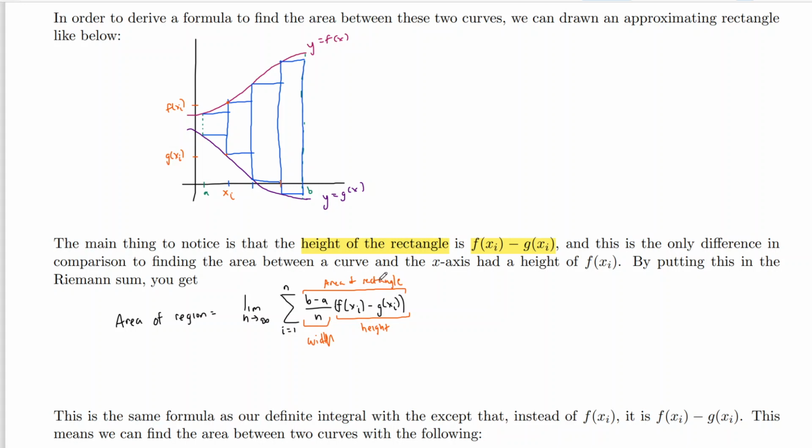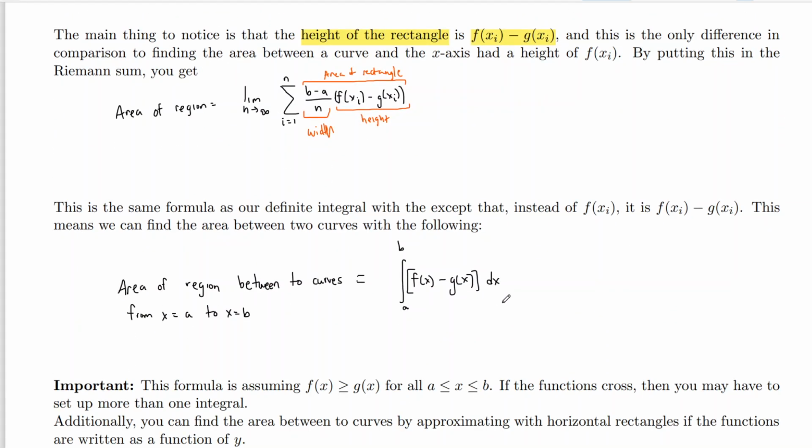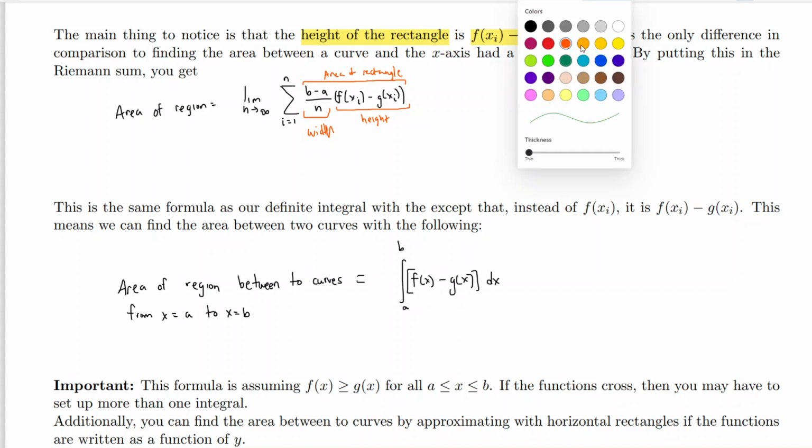And when we take the limit as n goes to infinity, what happens when we do the area of infinitely many rectangles is that it becomes our integral. The only difference here is what's right here. Instead of f of xi, it's f of xi minus g of xi. So when it becomes an integral, inside the integral, instead of having just f of x, you have f of x minus g of x. And this is the formula we really want.